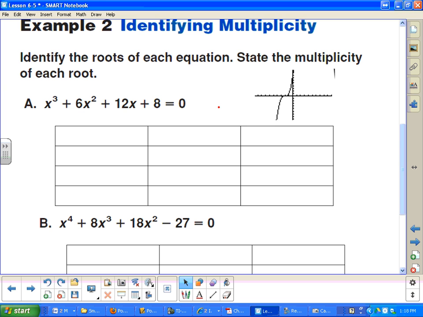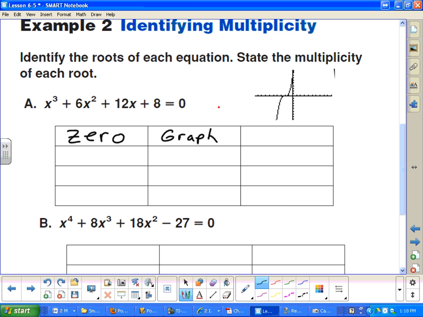So there's your graph, right? Looks just like that. Now I have a table that's way too big, because most of them will have more than just 1 zero. But we're going to do it this way. We're going to make a table, and you can do this however you want, but this is just an organized way to help you. I'm going to tell what the 0 is, what happens to it on the graph, and then I'm going to write down the multiplicity. And then we're going to verify it when we're done.